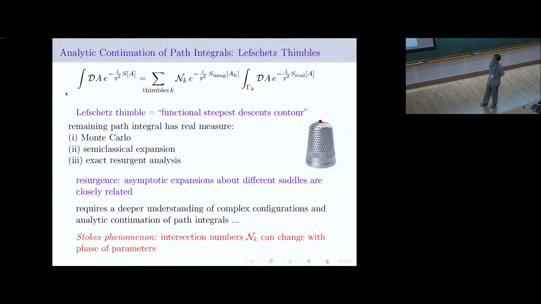And so far, you didn't really need anything about resurgence. I'm getting a bit tangled here. I think that's it.